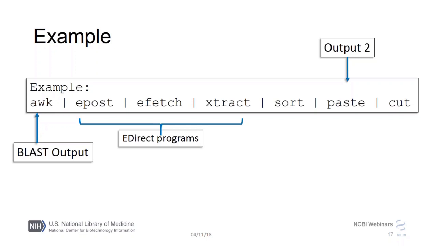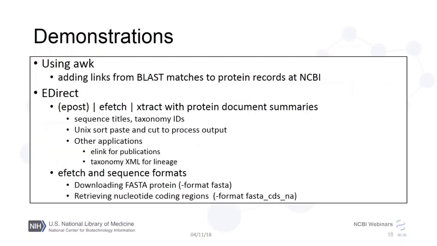There are the EDirect programs here at the beginning of that, with a bunch of post-processing using Unix command line tools. So here's what we're going to do. We're going to use awk to add links from BLAST matches to protein records at NCBI. Then we're going to do some stuff with EDirect. We're going to use ePost, eFetch, and extract to get sequence titles and taxonomy IDs. We're going to use the Unix sort, paste, and cut to process this output. We're going to take a brief look at some other applications, so we could get some publications and some taxonomy information from our BLAST output.